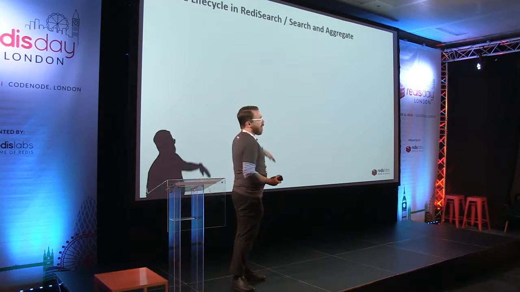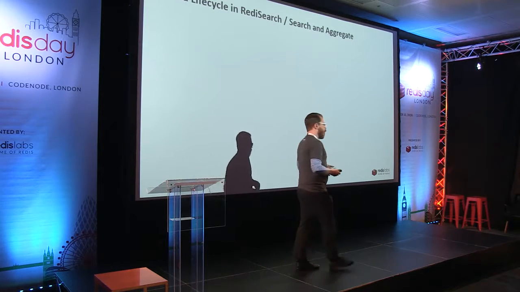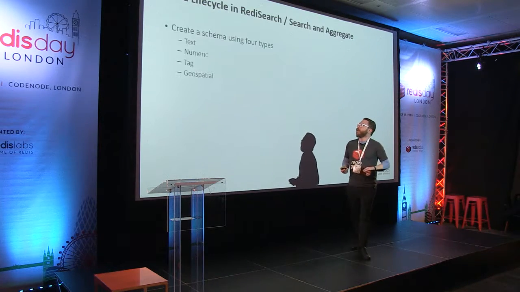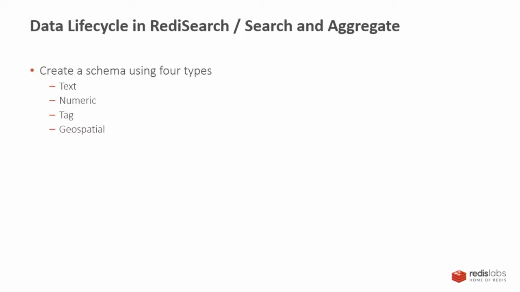Let's take a look at the data lifecycle. And when I say RediSearch here, this is primarily the search and aggregations, right? So the first thing you're going to do is create a schema. Now, that's weird in Redis, right? Like, you generally don't create schemas. RedisGraph is maybe the exception here.